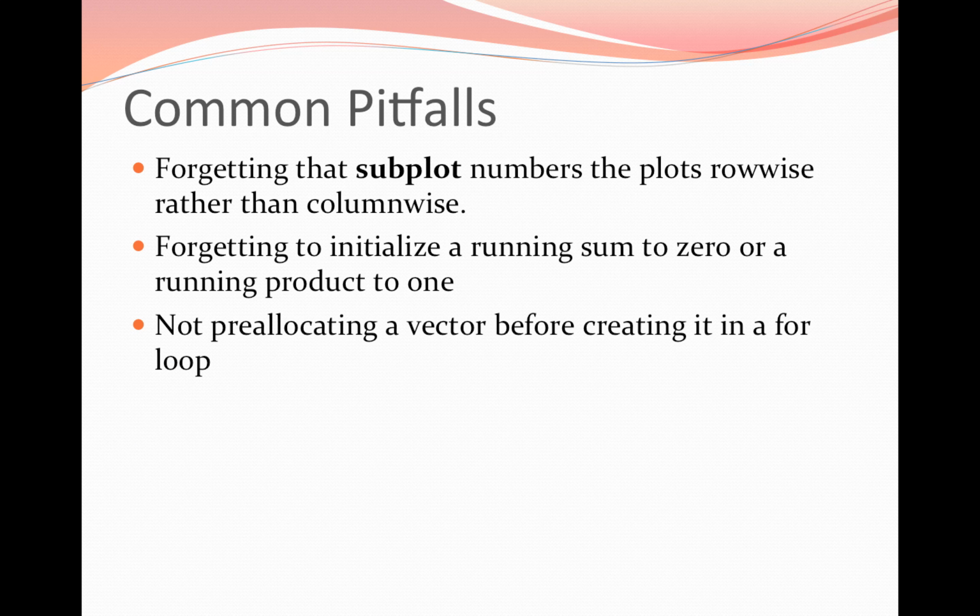Here are some common pitfalls. Forgetting that subplot numbers the plots row-wise rather than column-wise. Forgetting to initialize a running sum to 0 or a running product to 1, and not pre-allocating a vector before creating it in a for loop.